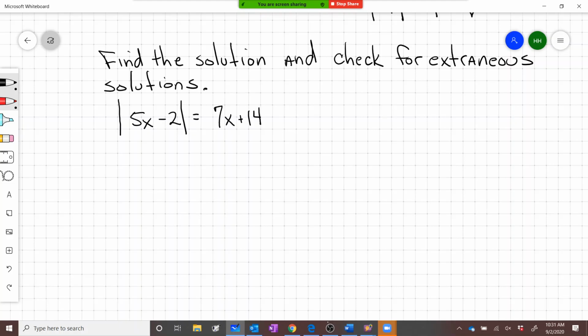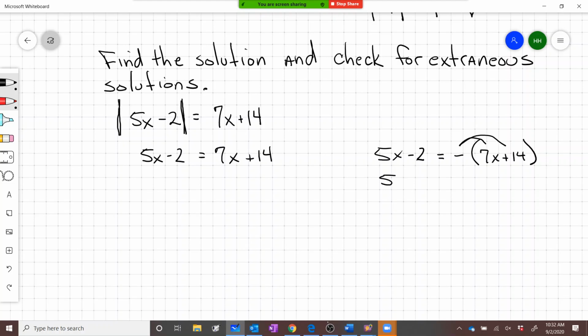So since there's just the absolute value symbol on the left-hand side, we're going to rewrite this as two equations. We get 5x minus 2 equal to 7x plus 14. And then we get 5x minus 2 equal to the negative of, or the opposite of, 7x plus 14. So I'm going to distribute this negative 1 right now. So 5x minus 2 equals negative 7x minus 14.